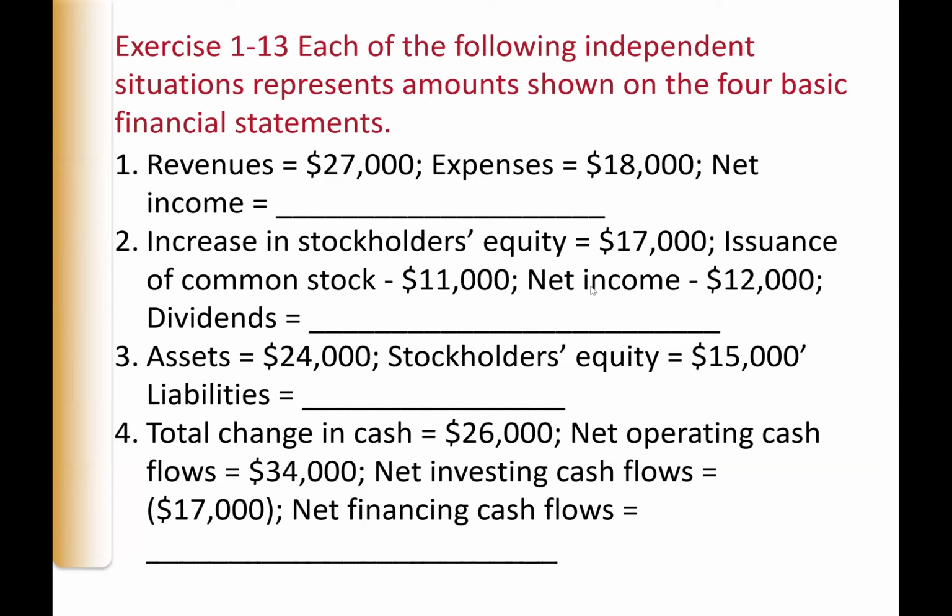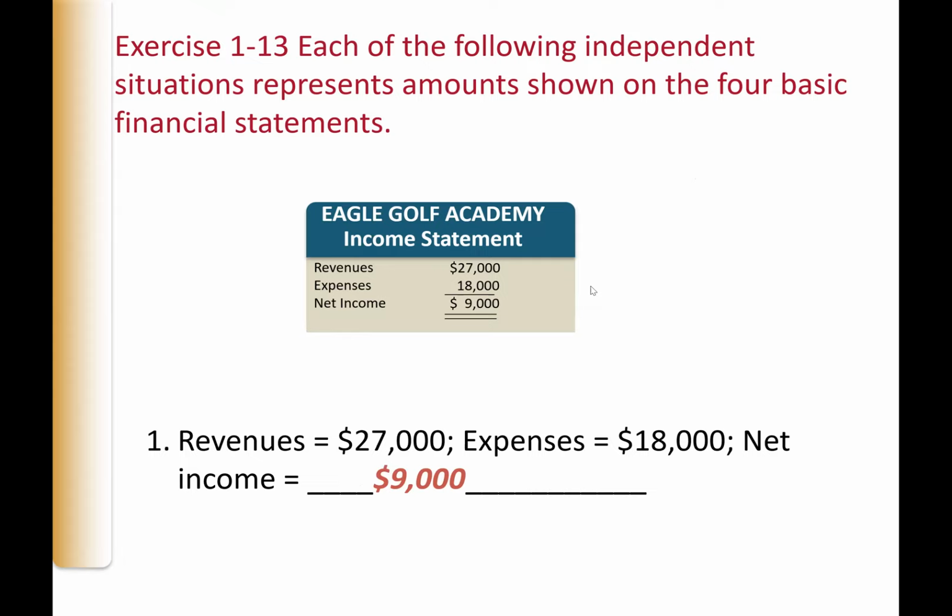Now, I will tell you, most of your homework is just going to be like what we're covering here. Each of these situations represents amounts shown on financial statements. Number one, if revenues are $27,000 and expenses are $18,000, what would that make our net income, guys? Would it be $9,000? It'd be $9,000 there. That's part of the income statement.